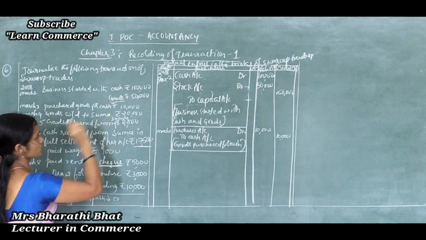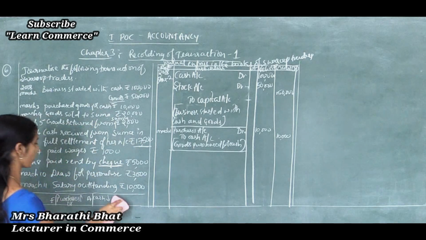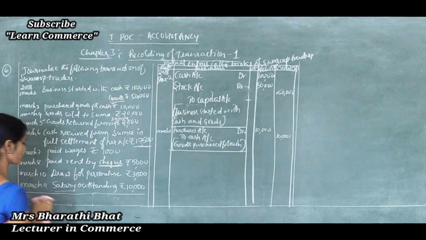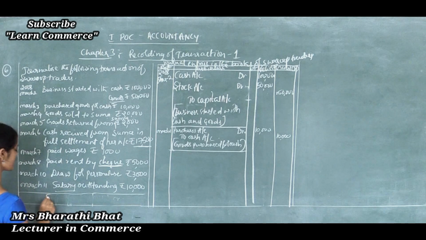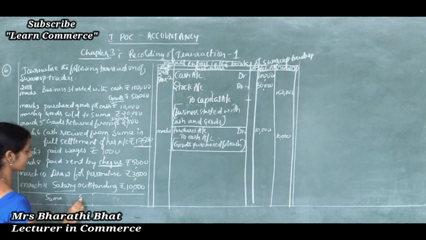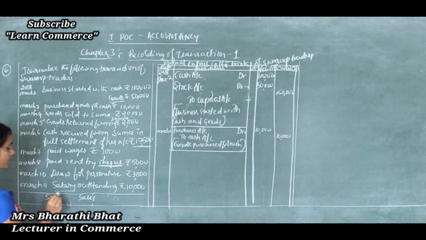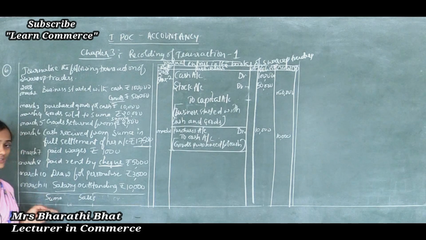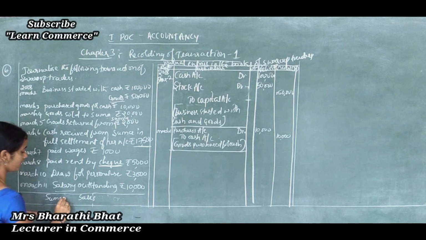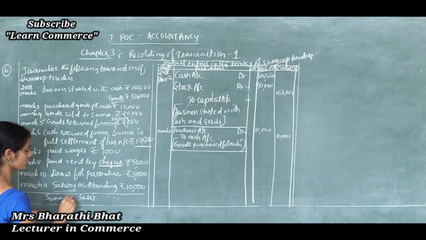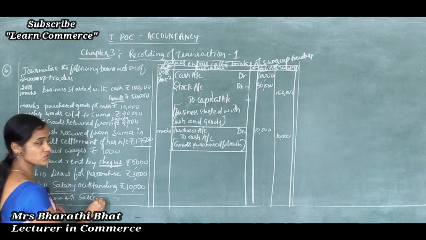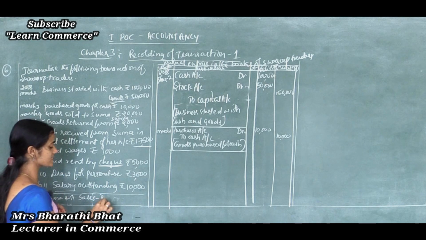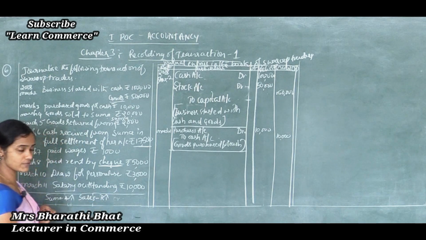And next one, goods sold to Suma. Goods sold to Suma. Here two accounts. What are the two accounts? One is Suma, another one is sales. Because why does Suma come here? Because this transaction is a credit transaction. So Suma means here debtor comes under asset, shows increased value. Sales comes under revenue. Sales is considered as revenue and it shows increased value.